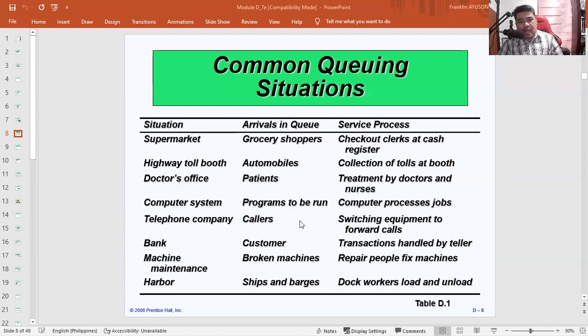To put it in our perspective, probably during enrollment, arrivals in the queue are students waiting to be enrolled, and the service process are clearance and the different processes and steps in enrollment.